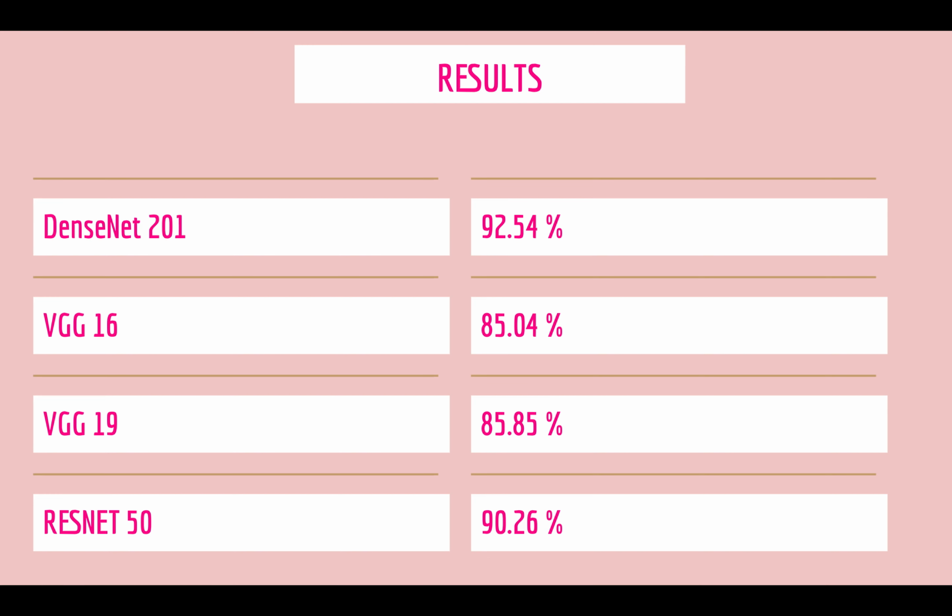So the results after running all those four models were: DenseNet 201 achieved an accuracy of 92.54%, while VGG16 achieved an accuracy of 85.04%, which is quite less amongst all the models. And similarly for VGG19 it is 85.85%, and for residual network it is 90.26%.